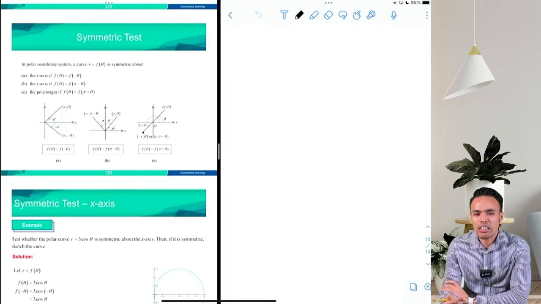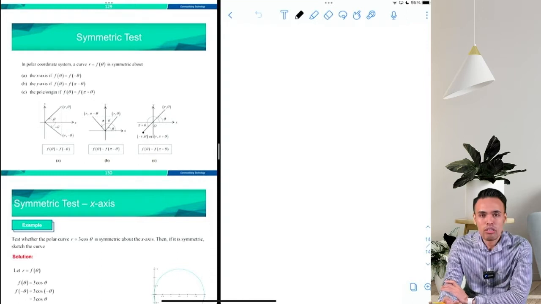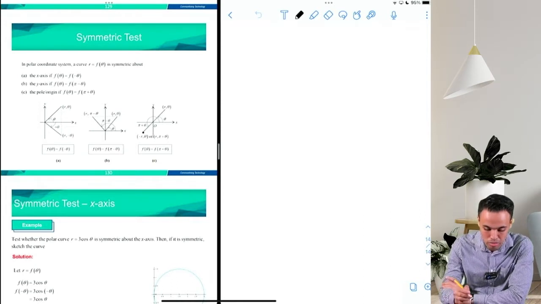Basically, there is a test that you need to perform to show the symmetry of the curve, which we call the symmetric test. If you look at the slide presentation on page 130, these are the illustrations that best explain the symmetry of the curve about the x-axis, y-axis, and origin, or about the pole. So let's discuss each expression one by one.